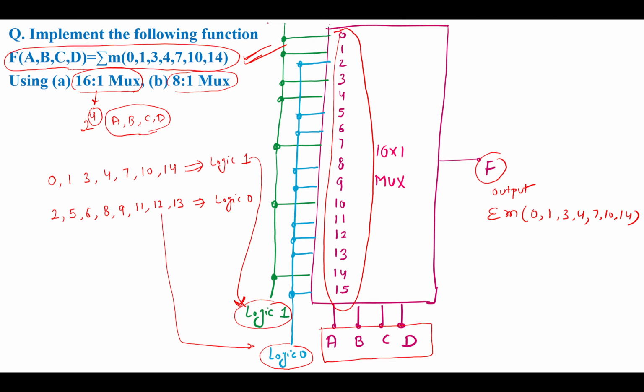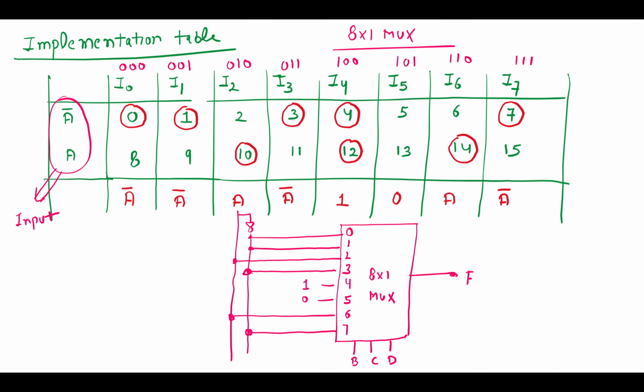So here we implement the same function with an 8 to 1 multiplexer. The concept is very simple. In an 8 to 1 multiplexer, we have to find out the number of select lines. The number of select lines is given by 2 to the power n, so the n value is 3. So these are the select lines. I assume that B, C, and D are the select lines, because in the function there are 4 variables. So the remaining variable A is the input. BCD is known as the select lines.